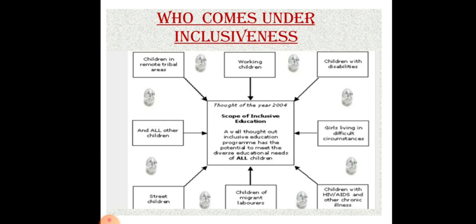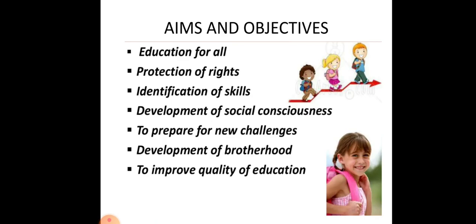Then street children, children of migrant labor, children with any kind of disease. You can see in your classrooms, you have friends from other states, like we have students from Assam, and they are not able to understand Hindi properly. So we should help and we should create that environment so that they can learn properly, right?